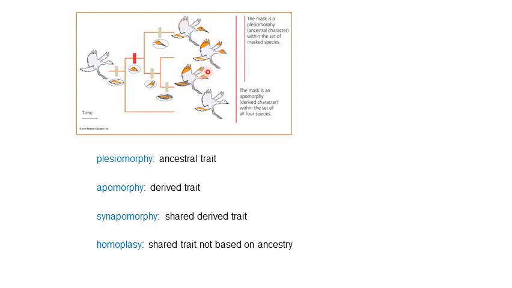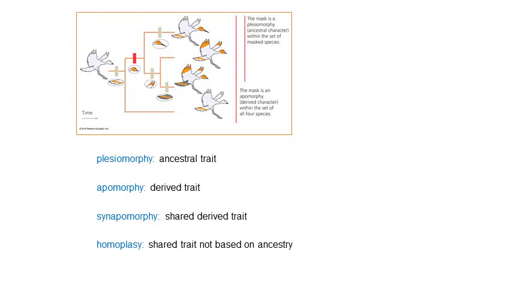So what we're looking at here, all three of these orange-masked species of birds are members of the same clade because they have that common synapomorphy. A homoplasy is a shared trait that's not based on ancestry. We talked about two examples of those in class.